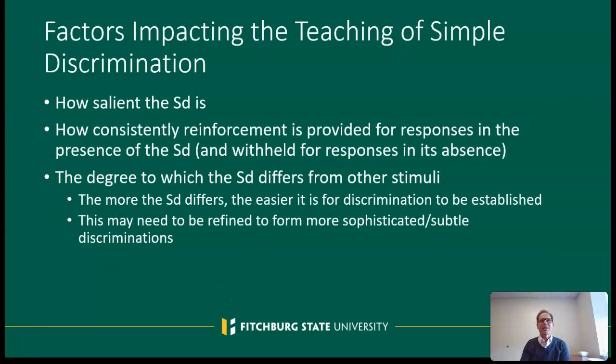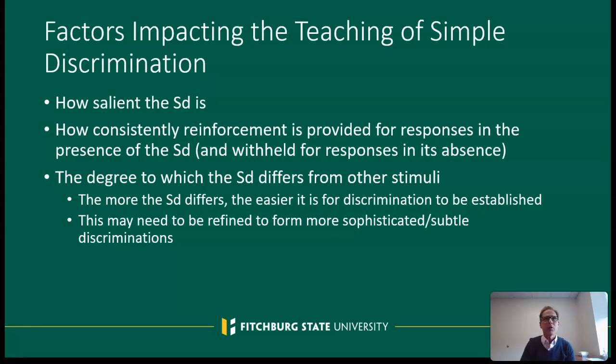Some factors impacting the teaching of simple discrimination. Number one, how salient the discriminative stimulus is. So in our pigeon example, the brighter the light is, the clearer it is whether it's on or whether it's off, which could impact the teaching of that light on as a discriminative stimulus.